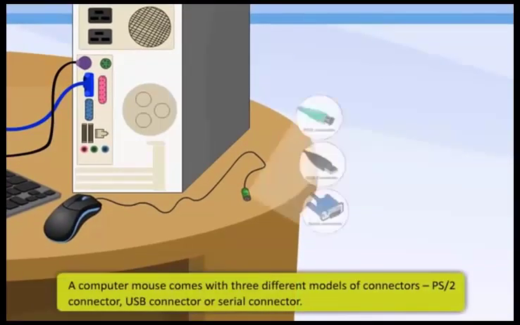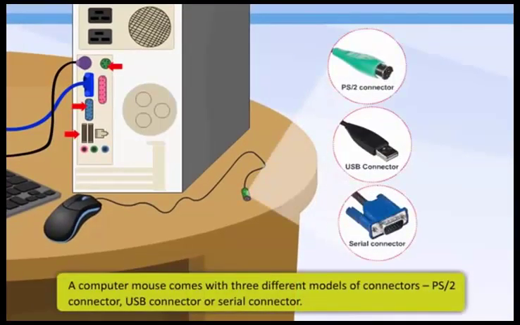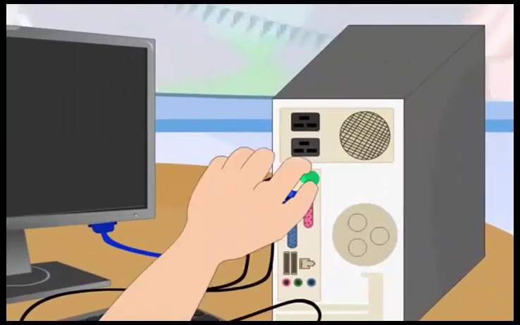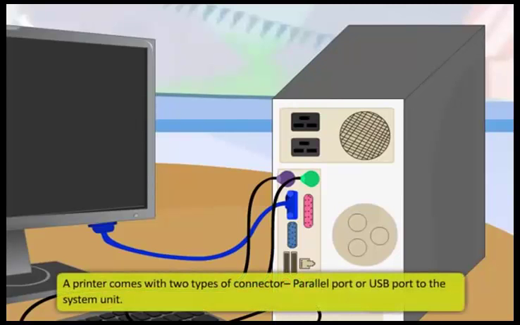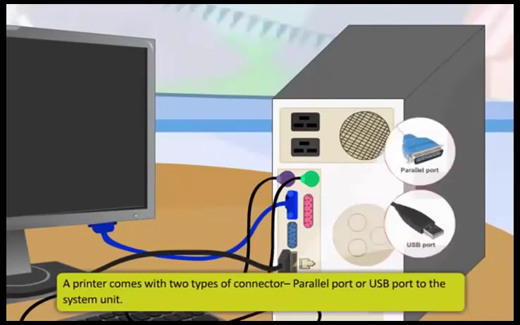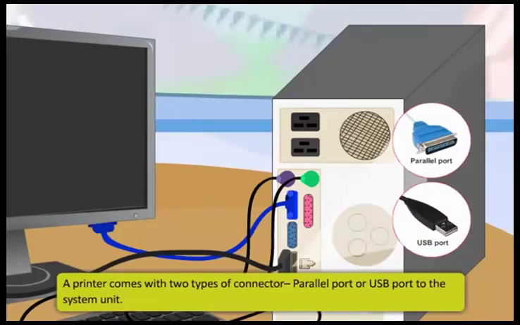A computer mouse comes with three different models of connectors: PS2 connector, USB connector, or serial connector. To connect the mouse, just insert the connector provided to the appropriate port in the system unit. Similarly, if you wish to connect a printer to the computer, just insert the provided connector, which may be of one of these two types, parallel port or USB port, to the system unit.